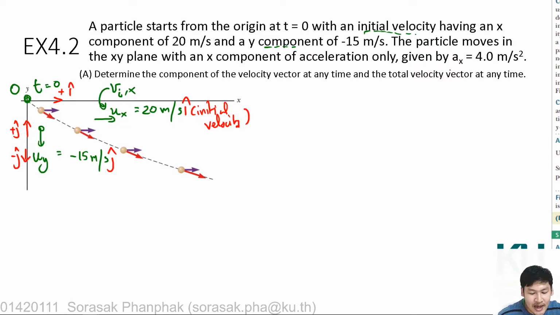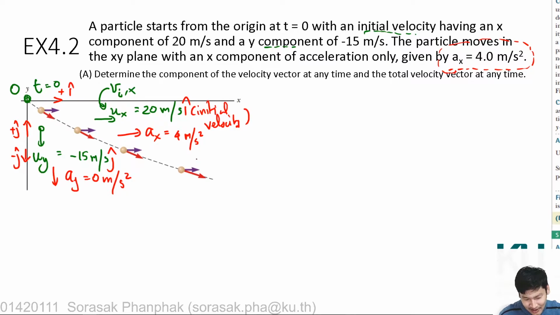So you have only acceleration along the x-axis, right? It is not only moving with this u, it also has ax as well. Yes, 4 meters per second square. But in the y direction it is 0, so you don't have any acceleration along this part. So you can see this moving looks like a projectile, but not due to acceleration from the y-axis, but from the x-axis. The question is to determine the components of the velocity vector.